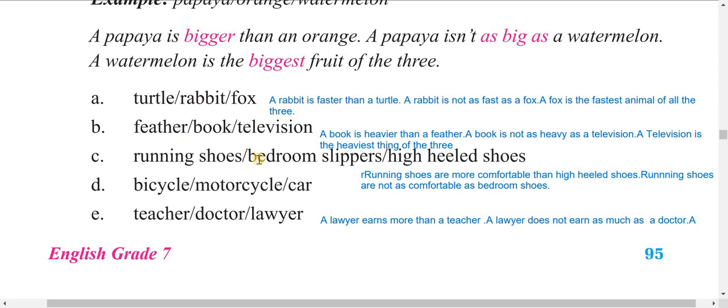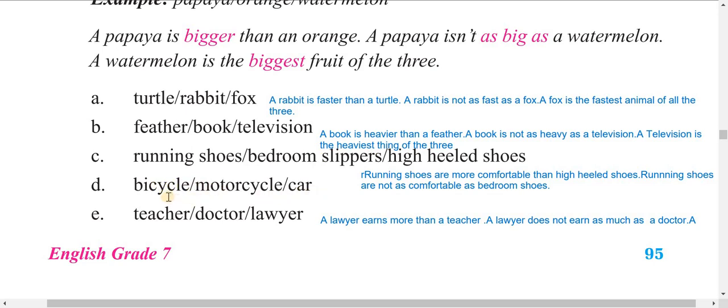Next one. Running shoes, bedroom slippers, high-heel shoes. So you can say running shoes are more comfortable than high-heel shoes. Running shoes are more comfortable than high-heeled shoes. Running shoes are not as comfortable as bedroom slippers. Sorry, here it is bedroom slippers, not bedroom shoes. So bedroom slippers are the most comfortable shoe. Bedroom slippers are the most comfortable ones of the three. Bedroom slippers are the most comfortable slippers of all the three.